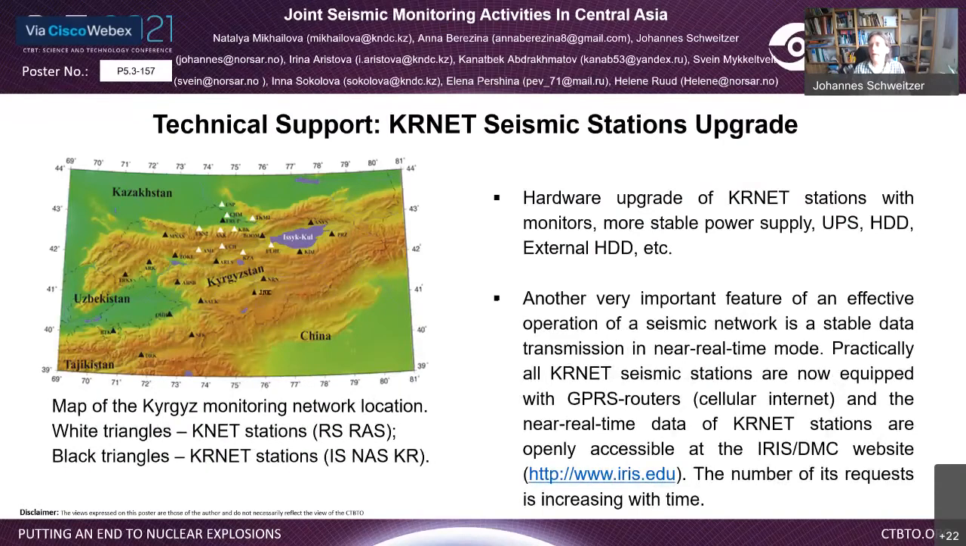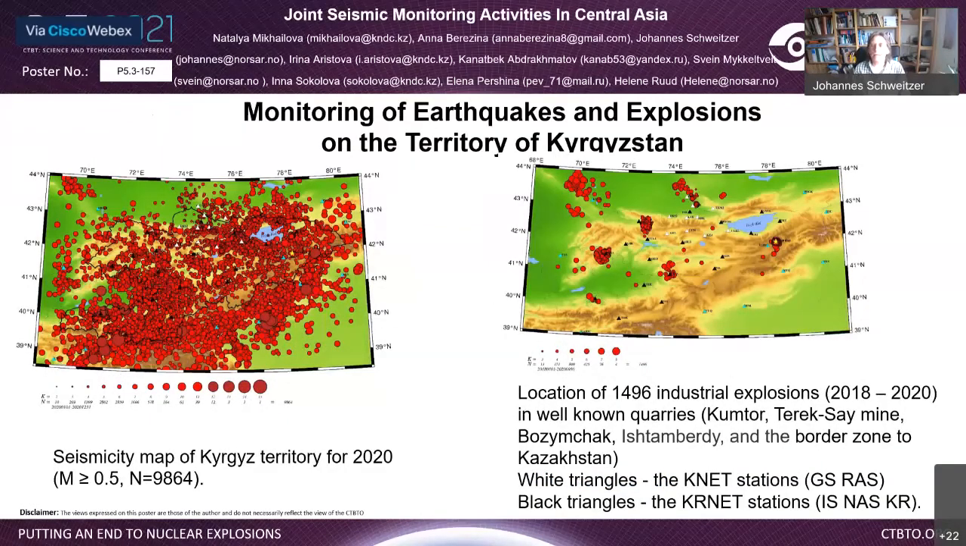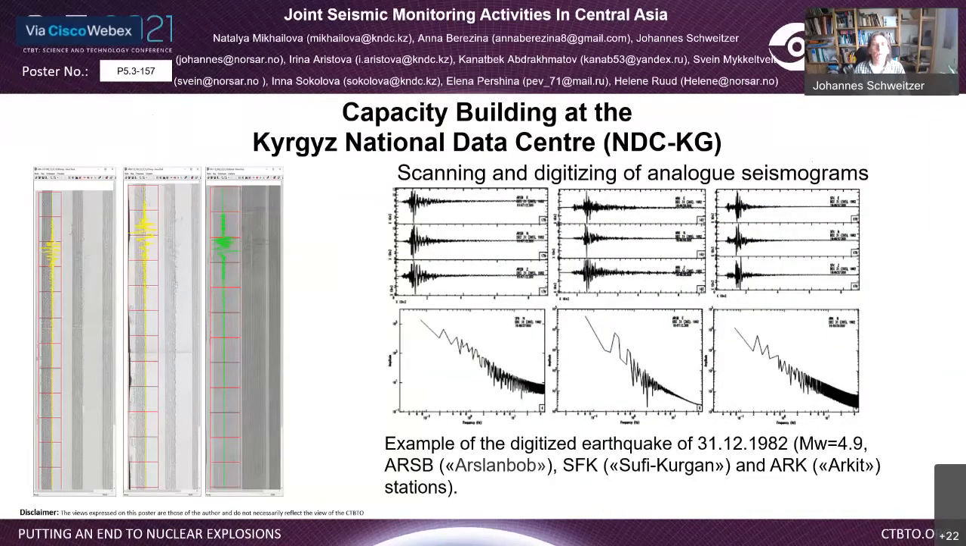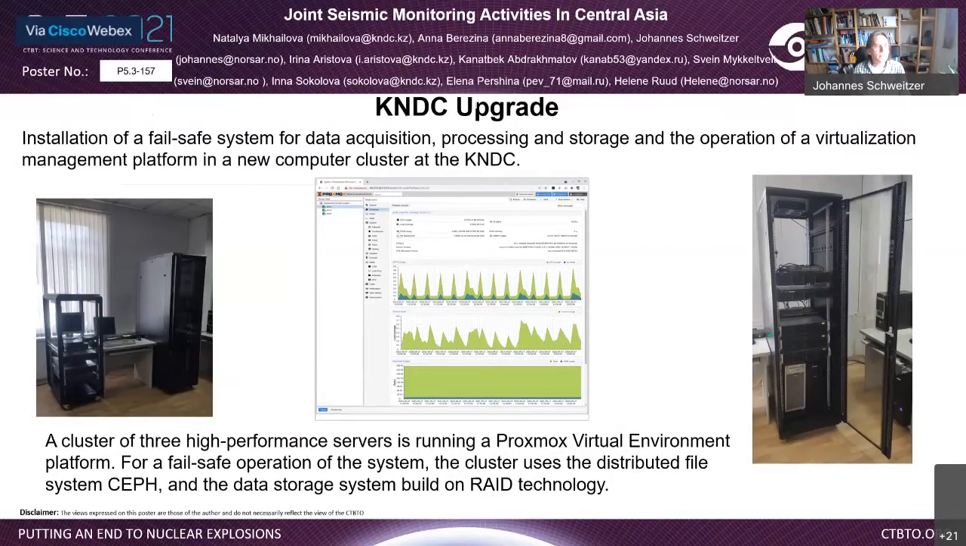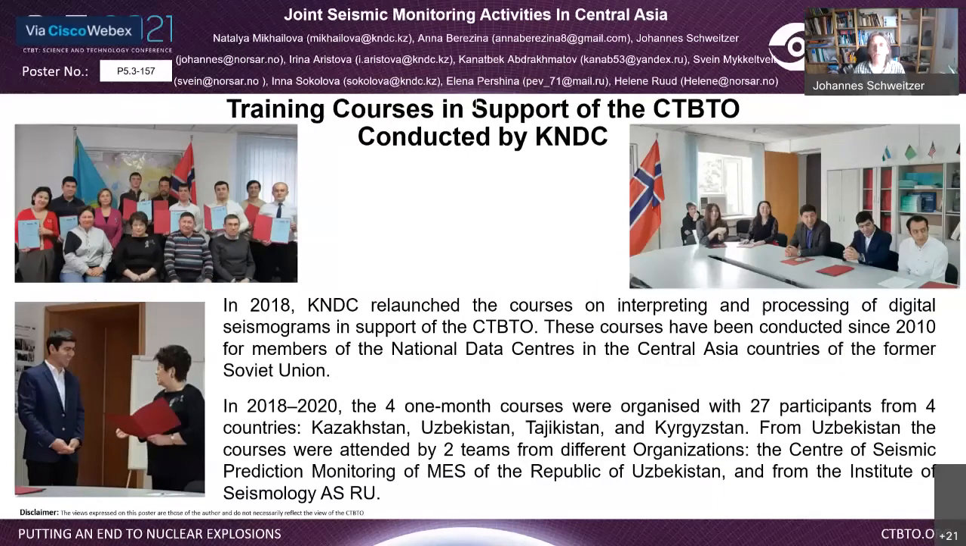Just to give you a quick view here, this is the network of the seismic stations in the Kazakhstan area and Kyrgyzstan, and the corresponding seismicity. Then we have worked quite a lot in conserving and digitizing old analog seismograms in Kyrgyzstan, and to keep them for the future. Then the Kazakh NDC had been updated, and there had been some upgrade of software and of hardware. And here are pictures from the training center in Kazakhstan, where colleagues from other NDCs in Central Asia are educated.